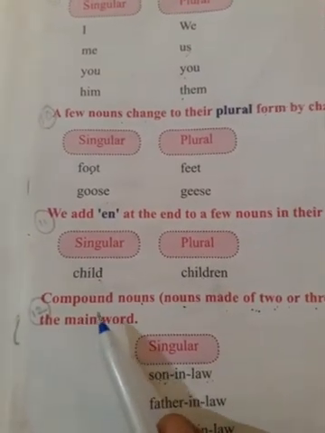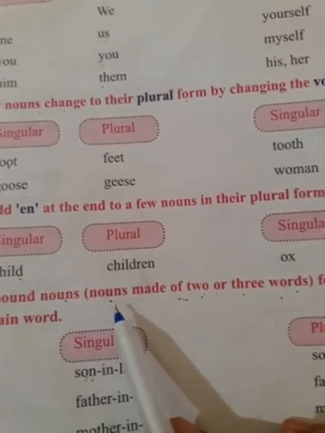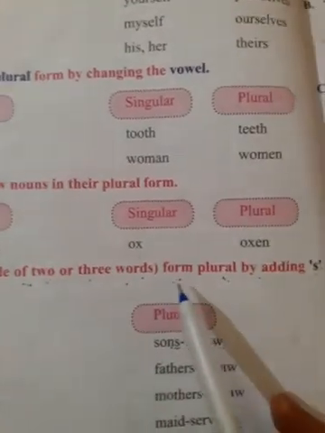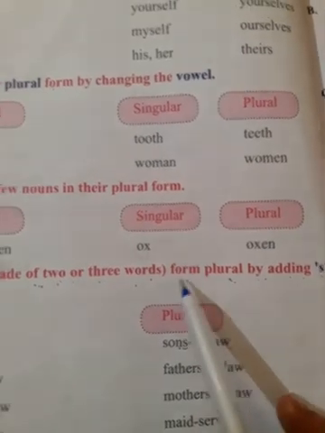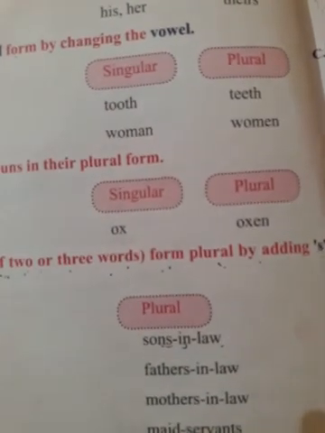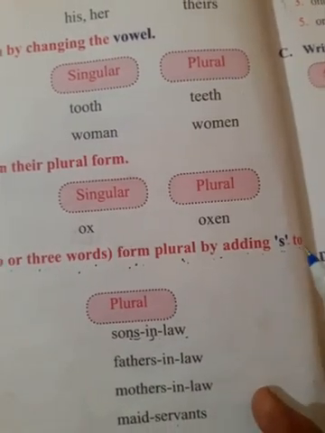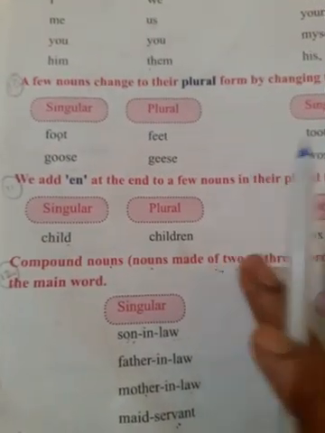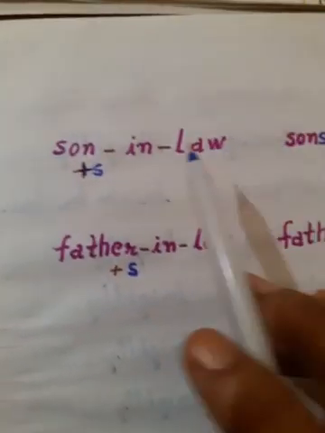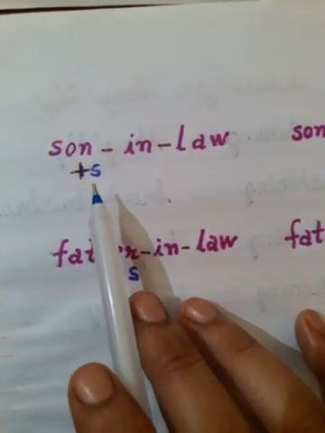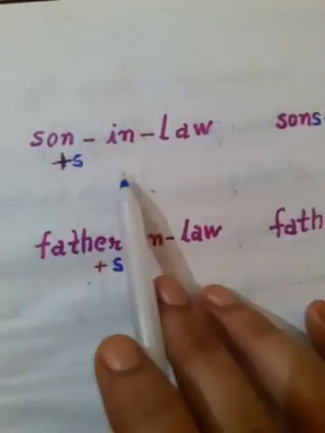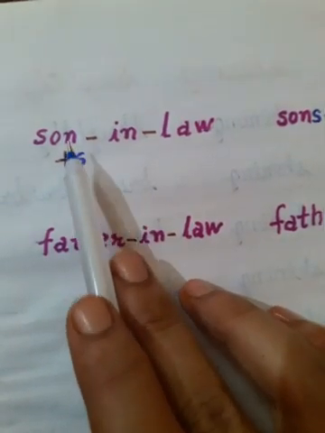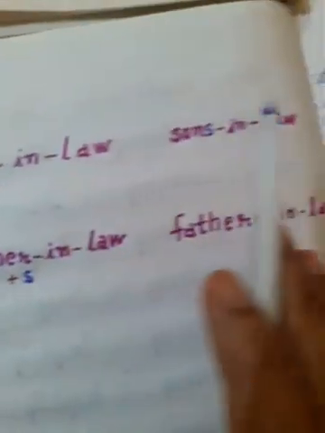Let's see what is written. Compound nouns made of two or three words form plural by adding s to the main word. So what does it mean, students? It means there are two or more words, and in those words we have to add s to the main word. So it will become from singular to plural.